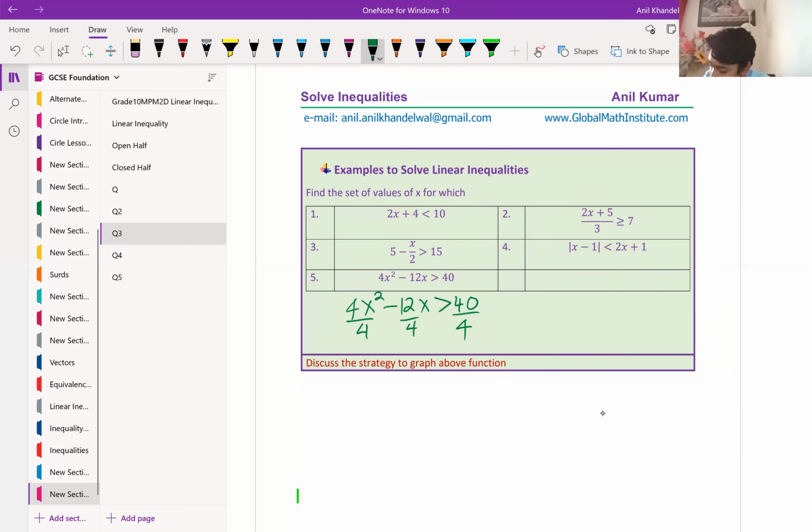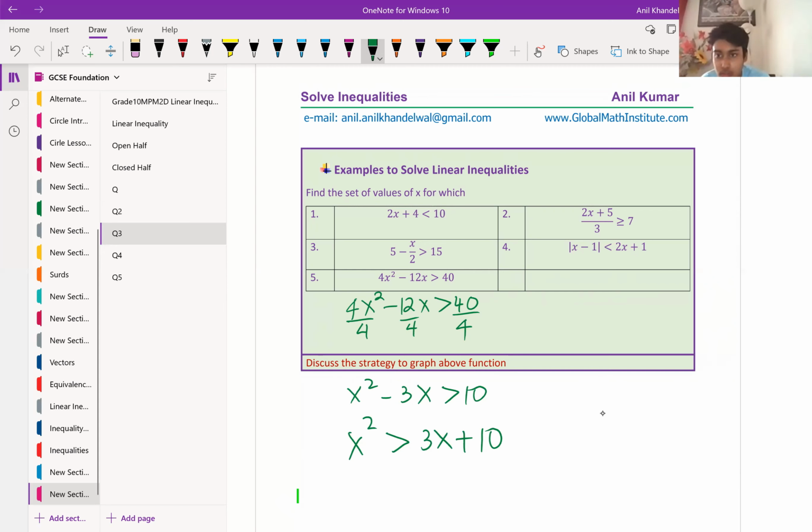Yes, sir. So we get x squared minus 3x is greater than 10. Now, we know x squared is a parabola and 3x plus 10 could give us a line, right? So we could rearrange this and write it as x squared is greater than 3x plus 10, correct? Okay, sir. Right? We got x squared is greater than 3x plus 10.